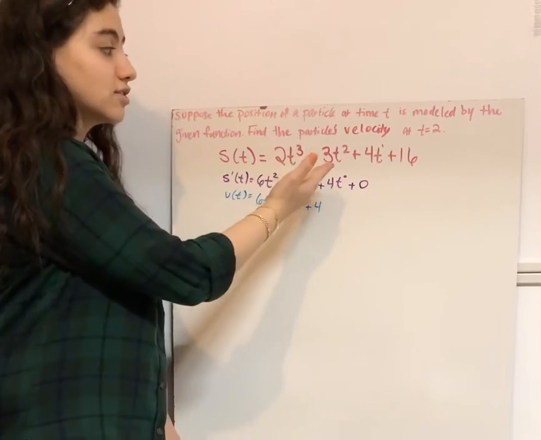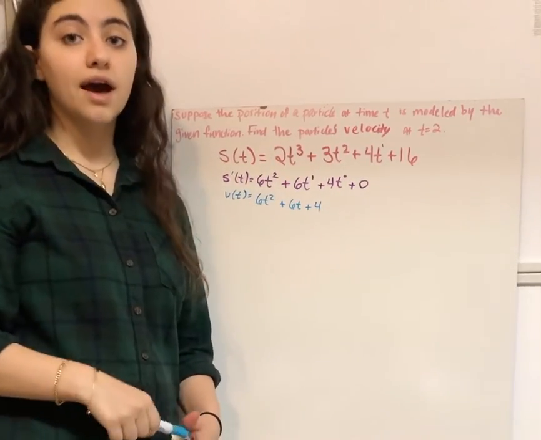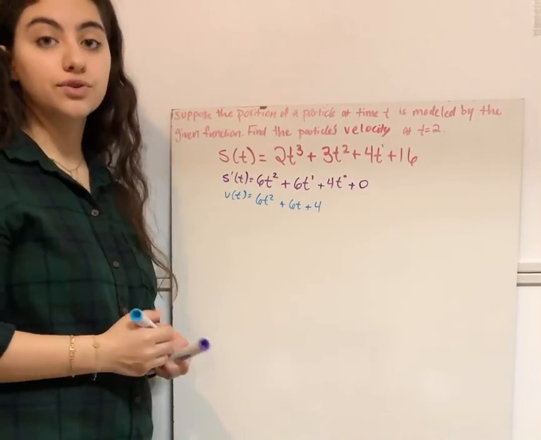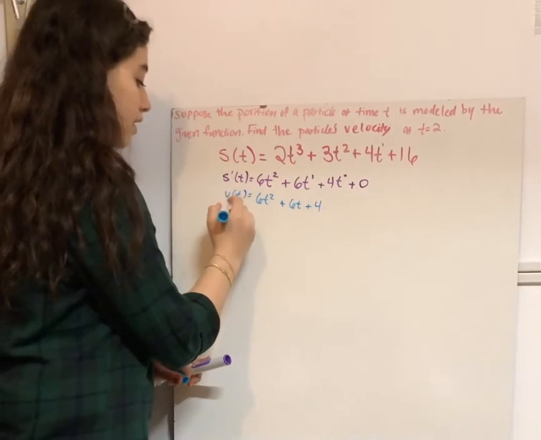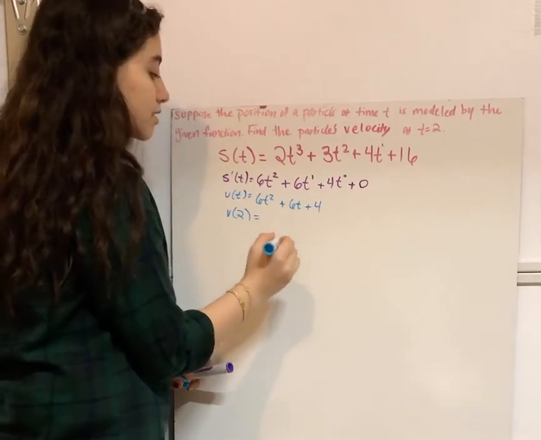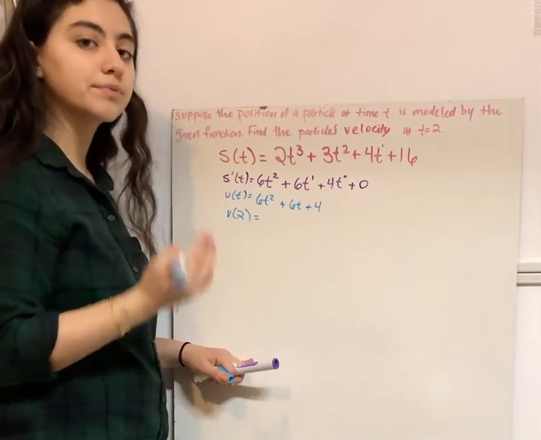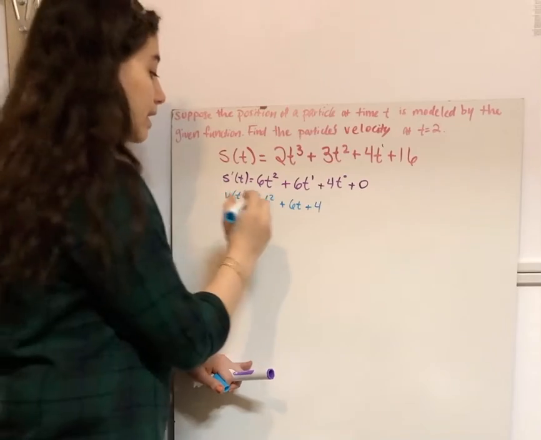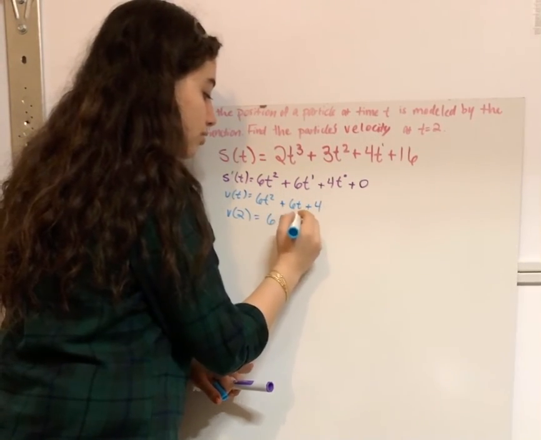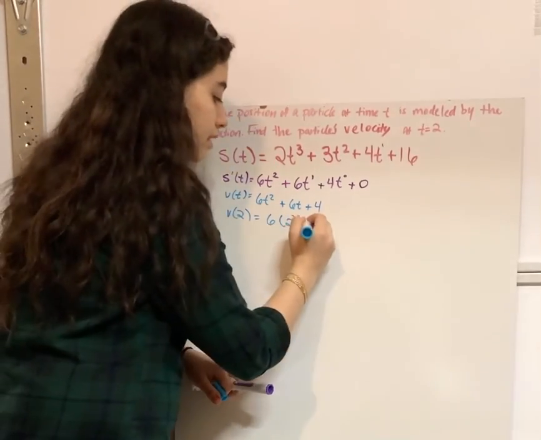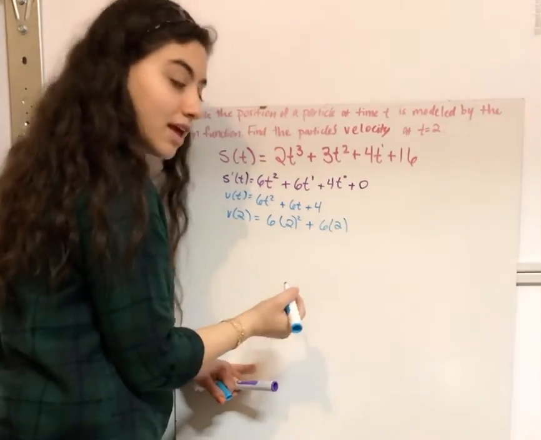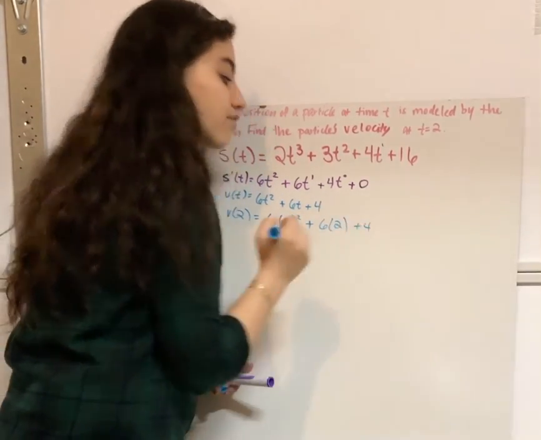But what they're asking us to do is to find the velocity at time t equals 2. So our next step is to plug in 2 for the variable t. We will write v of 2 equals, and here all you'll have to do is replace every variable that says t with 2. So 6 times 2 raised to the power of 2. And your next term says 6t, so you'll write 6 times 2. Your next term says 4, so you'll just add 4.